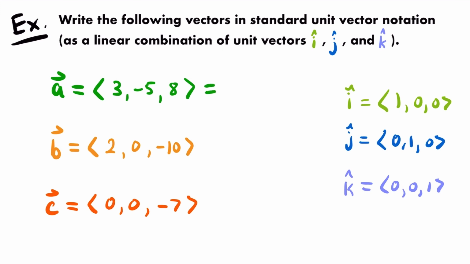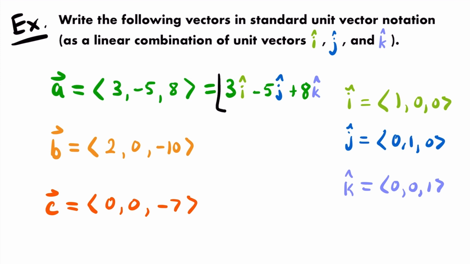Vector A will be equal to 3, the x component, multiplied by the standard unit vector in the x direction, which is i. Then we'll add that to the y component, which is -5. So actually we will subtract this. We'll have -5 times the standard unit vector for the y direction, which is j. And then we'll add that to the z component of 8 multiplied by the standard unit vector for the z direction, which is k. So we'll multiply 8 by k.